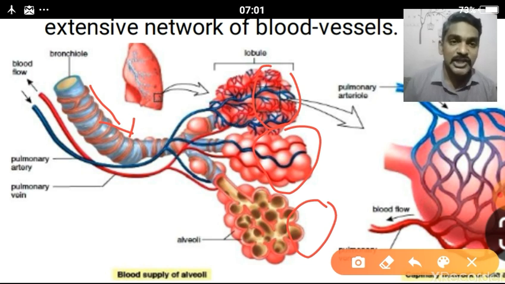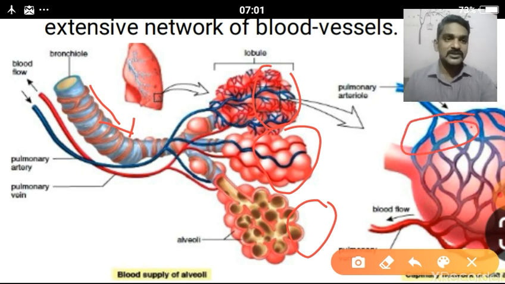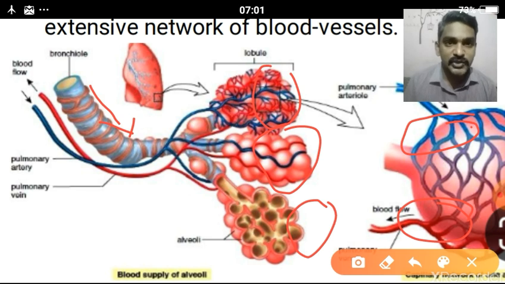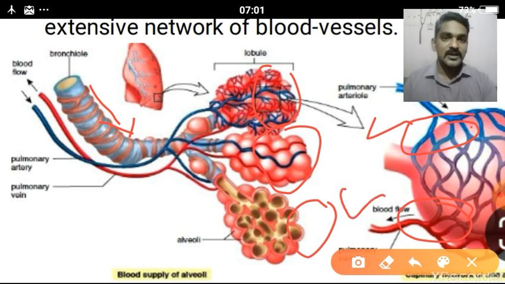Alveoli play a major role here, because only in the alveoli does the exchange of gases, carbon dioxide as well as oxygen, take place. You can see this side. This is deoxygenated blood and this is oxygenated blood flow. So the pulmonary artery as well as the pulmonary vein are there. The pulmonary artery will be bringing the deoxygenated blood from the tissues to the lungs, and the pulmonary vein will be carrying the oxygenated blood from the lungs to the heart, and from there to other tissues. This is what is happening here.